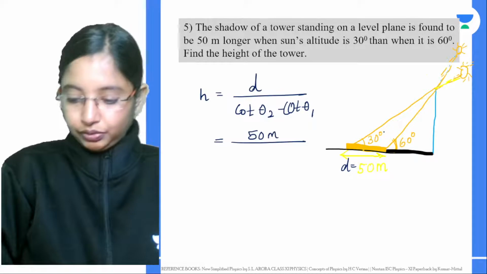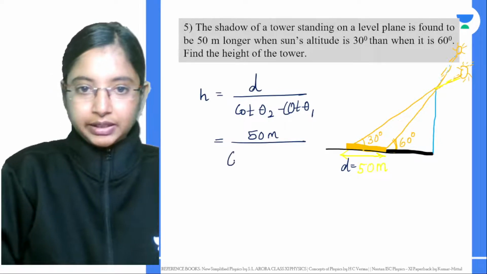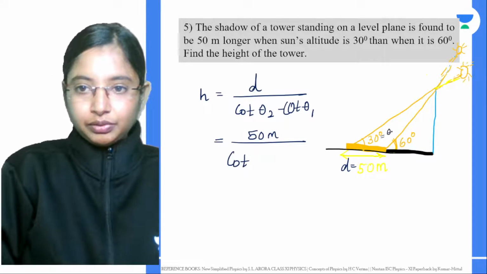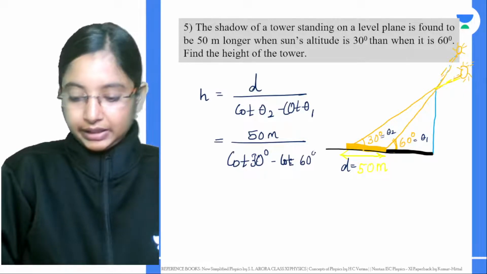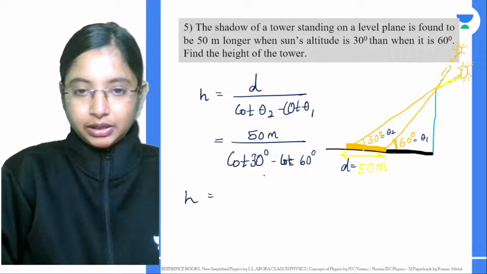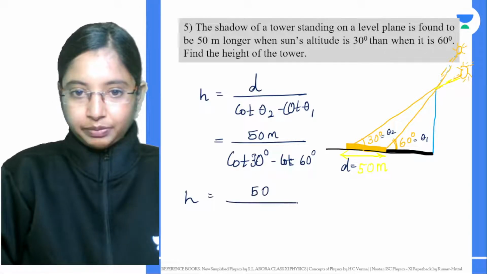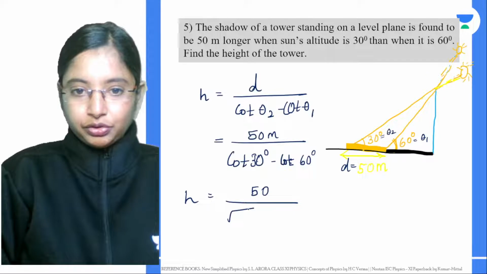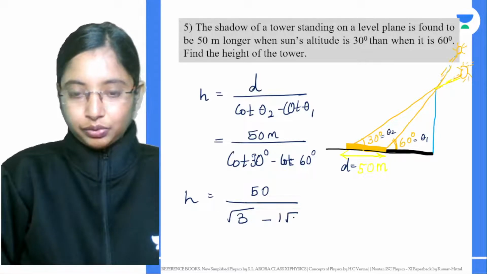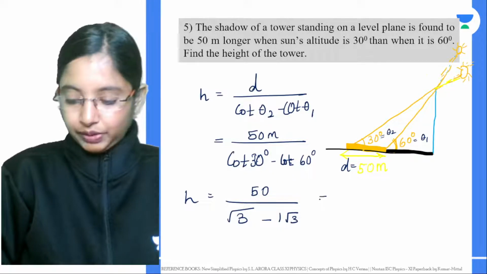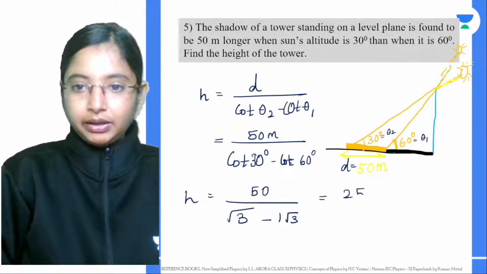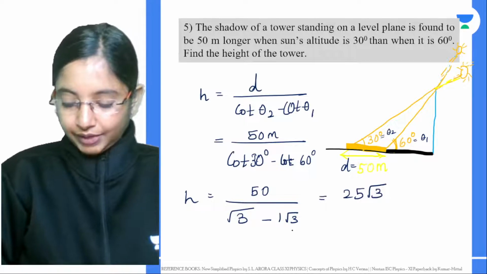What is cot theta 2? Theta 2 is also given. Theta 2 is basically 30 degrees, and this is your theta 1, 60 degrees. So it is cot 30 degrees minus cot 60 degrees. If you solve for this, you get 50 divided by cot 30, which is root 3, minus cot 60, which is 1 by root 3. To solve for this, you will get h to be around 25 root 3. That is the value of h.